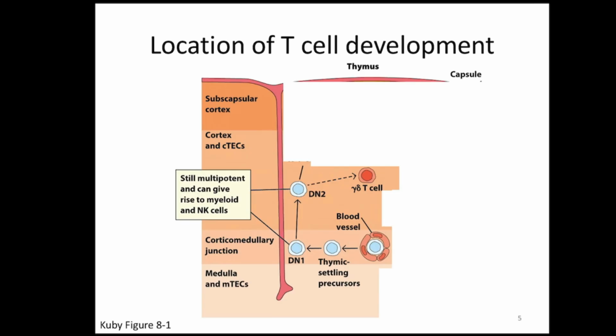According to this slide, Jazz, it looks like they can still give rise to NK cells and the other cell types, and so apparently the answer to your question is yes. So you can see that we've got our DN1, DN2s doing that rearrangement, and they're now in the cortex. They came in right at the border between the cortex and the medulla.